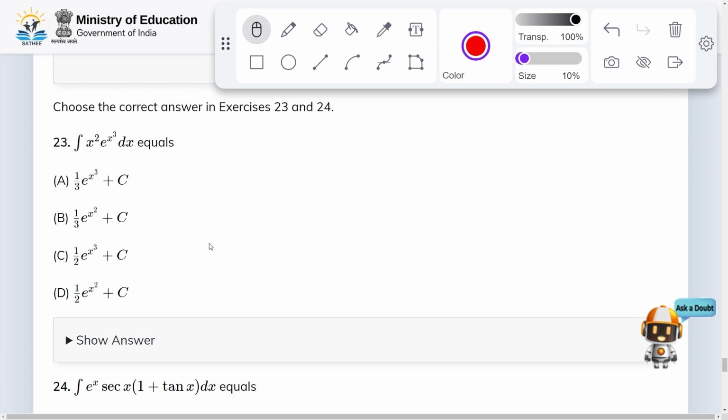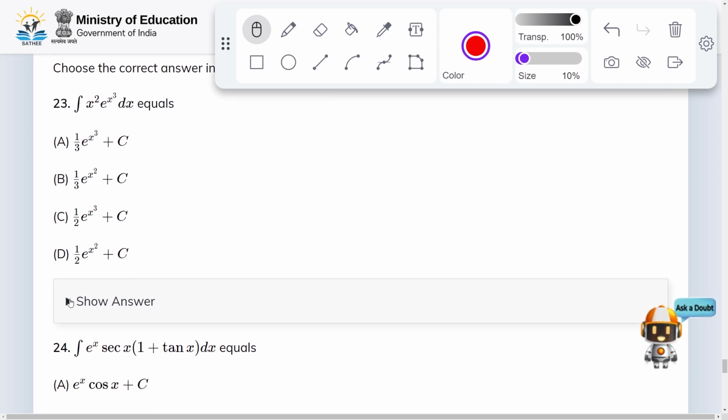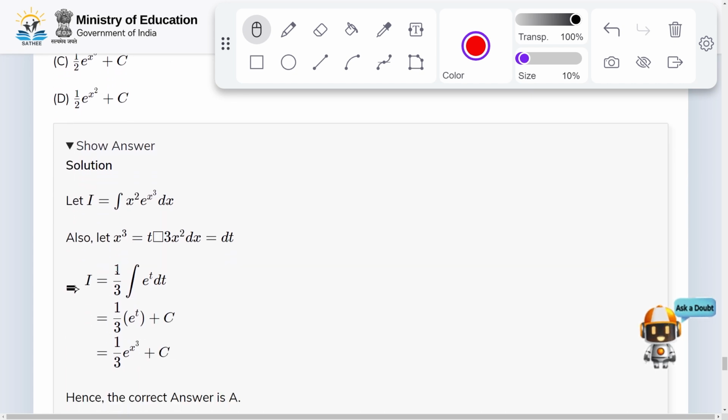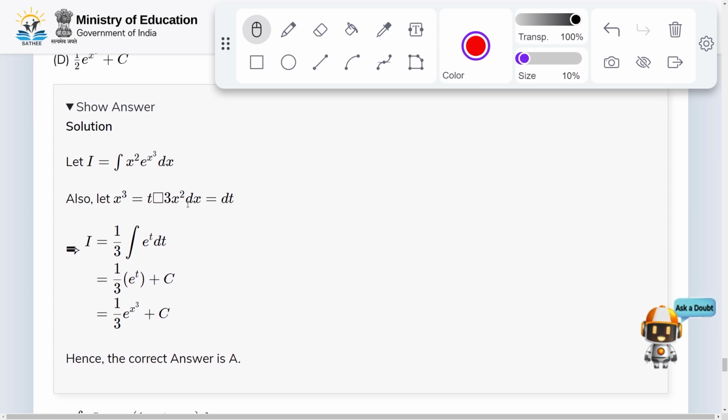Now problem number 23. We have to do the integration of this. First of all, we will use substitution. Take x cube is equal to t. This means dt by dx will be 3x square. So x square dx can be replaced by dt by 3.